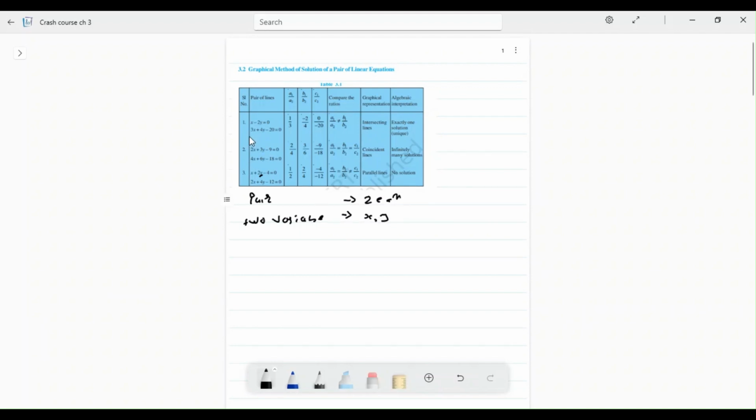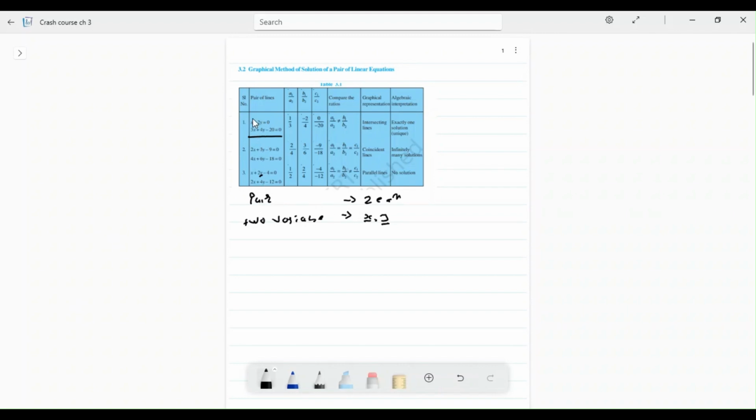In our first example we can see that there is a pair of equations. First equation is x minus 2y is equal to 0. Second equation is 3x plus 4y minus 20 is equal to 0. So these are two equations and both the equations have two variables, one is x and another one is y. So it is called a pair of linear equations in two variables.